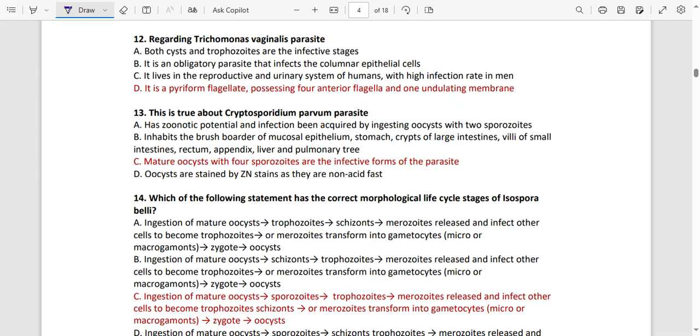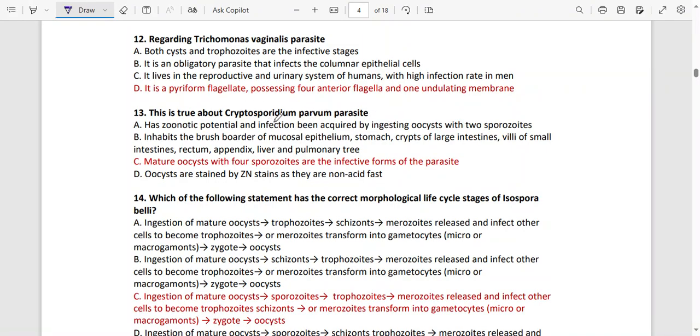When you are talking about Cryptosporidium parvum, number one we should be able to know that it is a protozoan, not a worm. That should be easy, isn't it? So what is the point of infection?